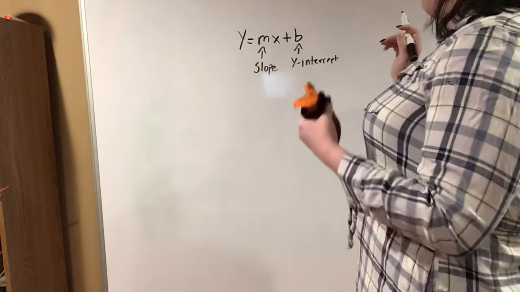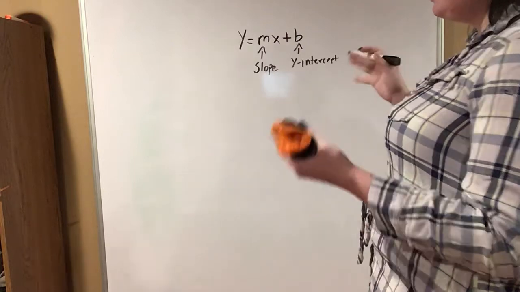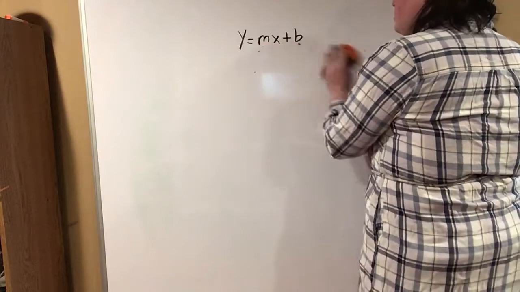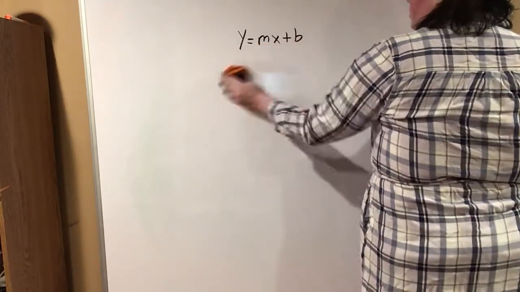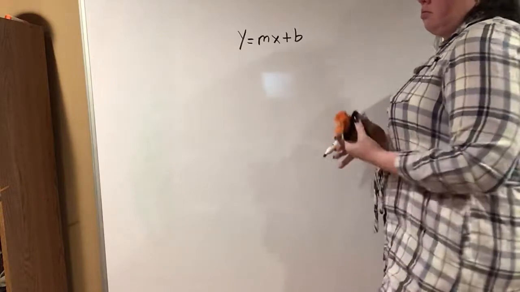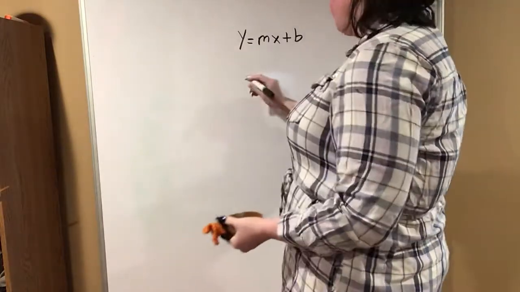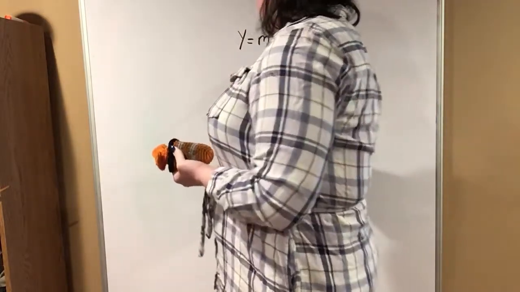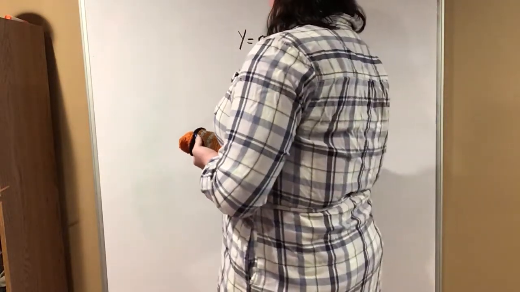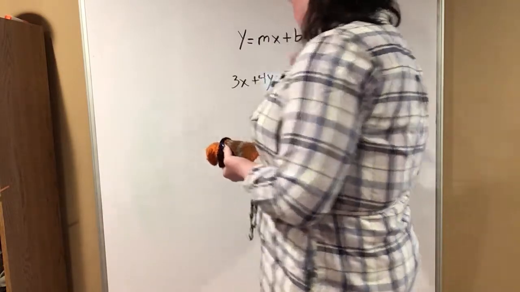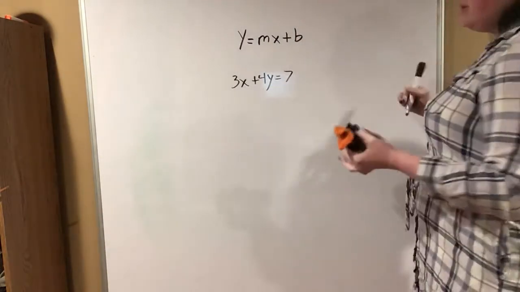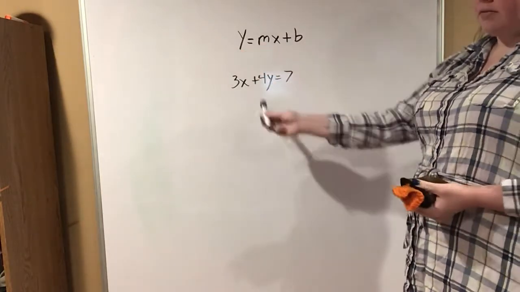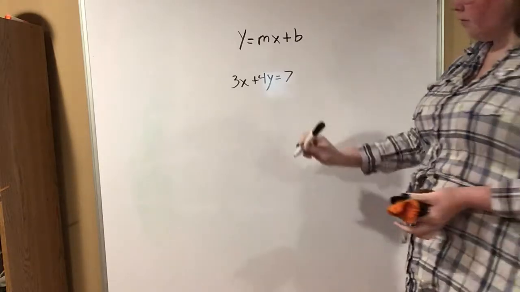Anyway. So now that we have that, let's try to put an equation into this format. Because sometimes you're given an equation and they're like, please put this into slope-intercept form so we can graph it. So if I'm given this equation, 3x plus 4y equals 7. Basically what I'm doing is I'm just trying to solve for y. Y needs to be by itself. So let's get rid of everything except the y.